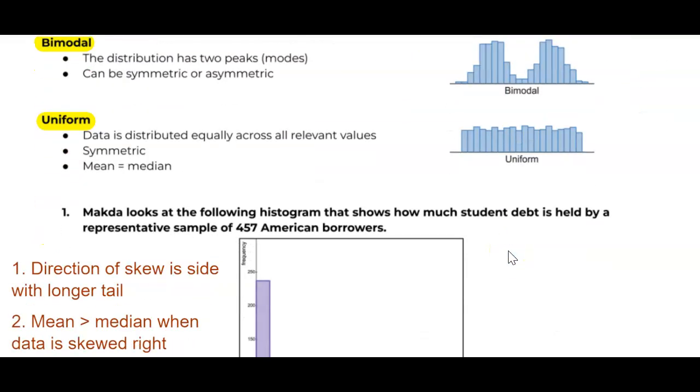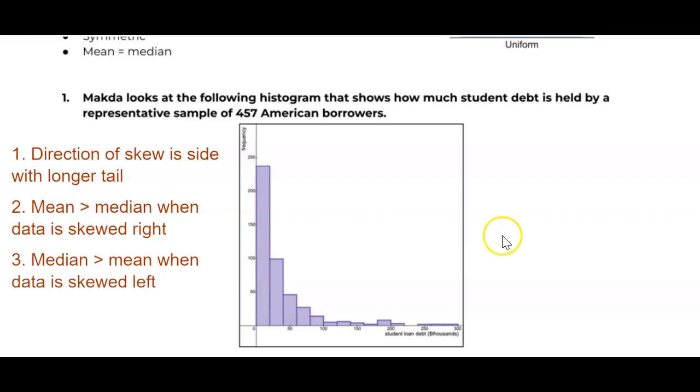All right, so looking at the graph on the bottom here, the histogram is showing how much student debt is held by a representative sample of 457 borrowers. So the amount of debt in thousands is along the bottom. You kind of have to squint to see it, but it's in increments of 50, and that's 50,000 all the way up to 300,000. And going up the side, it's the number of people who responded that way.